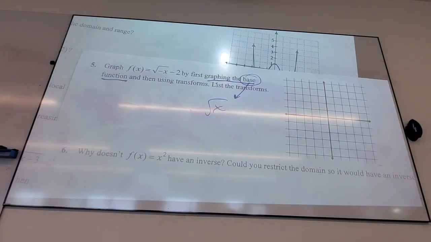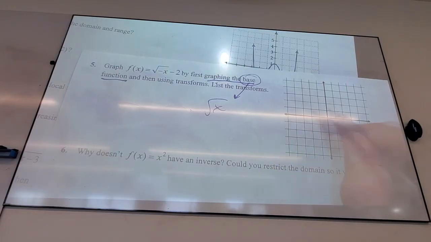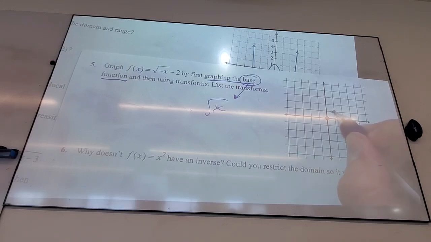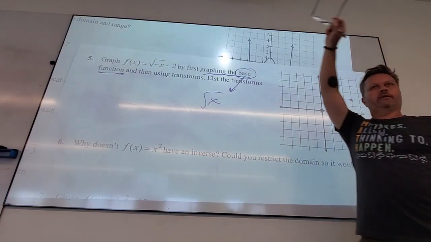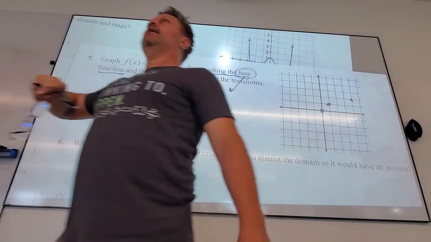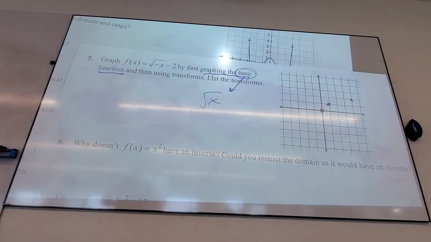Where does it start? 0, 0. When you plug a 0 in, you get a 0 out. When you plug a 1 in, you get a 1 out. And when you plug a 4 in, you get a 2. I'm the human in this situation, so I get to pick my inputs. Why did I not put a 3? Because it's a hairy number. I don't know what the square root of 3 is. I like to pretend I have it memorized and I always forget. I think it's 1.75 or something. I don't know.